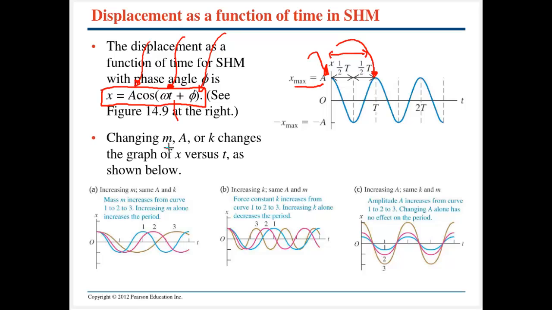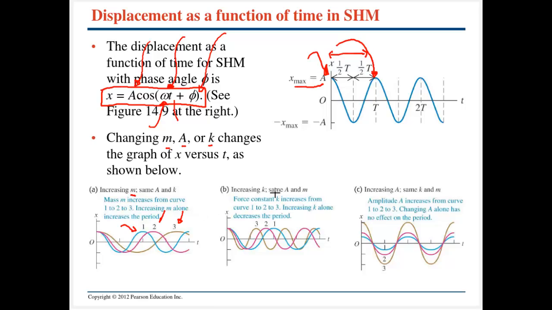Changing the mass, changing the amplitude, or changing the spring constant is going to, of course, modify what this graph looks like. If we increase the mass, then we are changing the angular frequency right there, increasing it from a value of 1 to a value of 2 to a value of 3. What that's saying is it's taking the spring longer and longer to complete one full oscillation, essentially because we've increased the mass and the spring has more inertia to overcome.